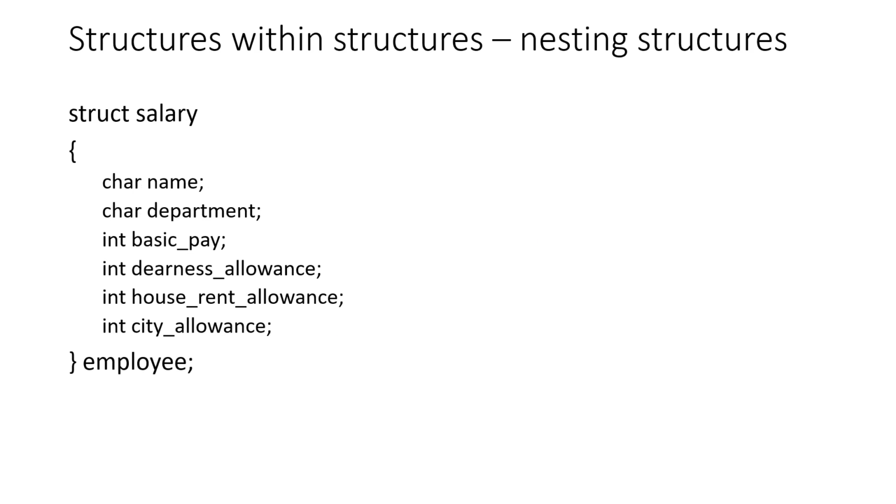Structures within structures. Nesting structures are also there in C. I have taken this as an example. This is a normal structure named salary with these elements and the variable employee. You can see here three allowances are coming. I am going to create a new structure within this one, and these three elements will be part of that substructure. Character name, department, basic pay will be there as such, and then these three elements will be put into another structure. Let's see how you can do that.